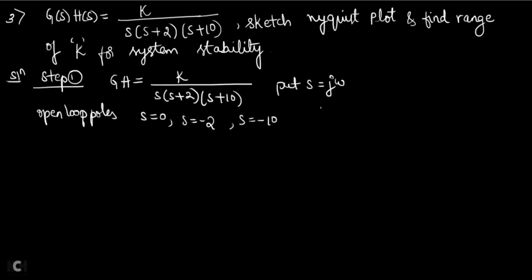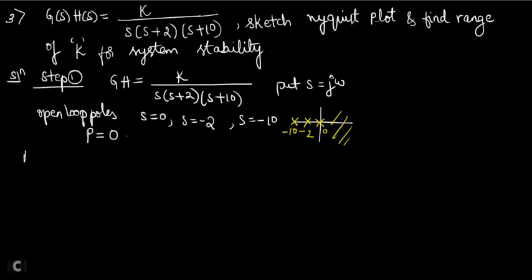So are there any poles present on the right hand side? There is one pole present at the origin, one pole at minus 2, and another pole at minus 10. So there are no poles present on the right hand side. Because of that, I can take P is equal to 0. Capital P represents the number of open loop poles on the right hand side of the S plane.